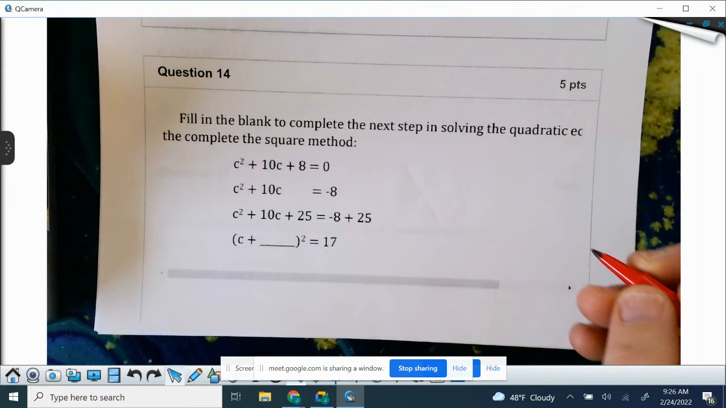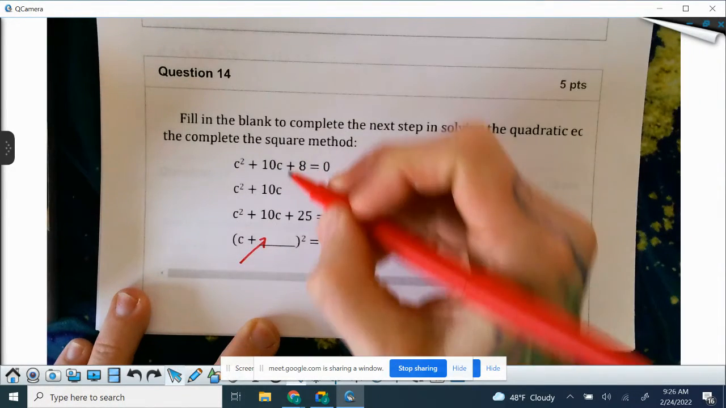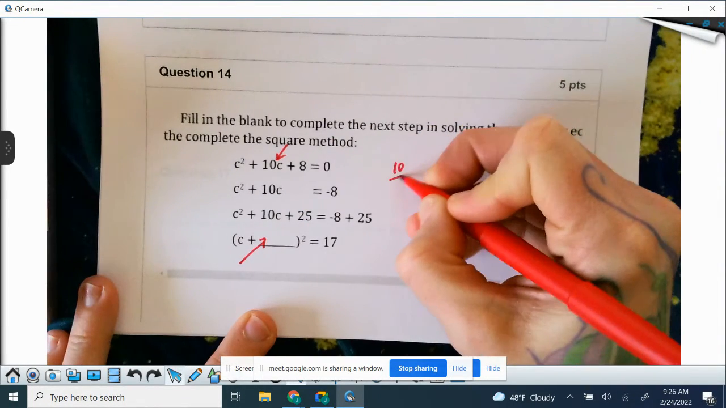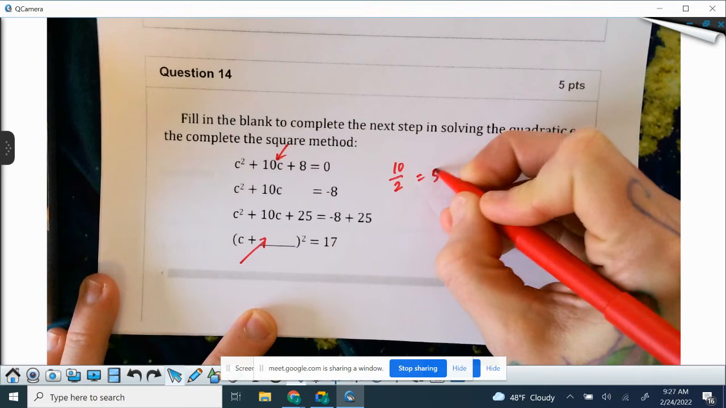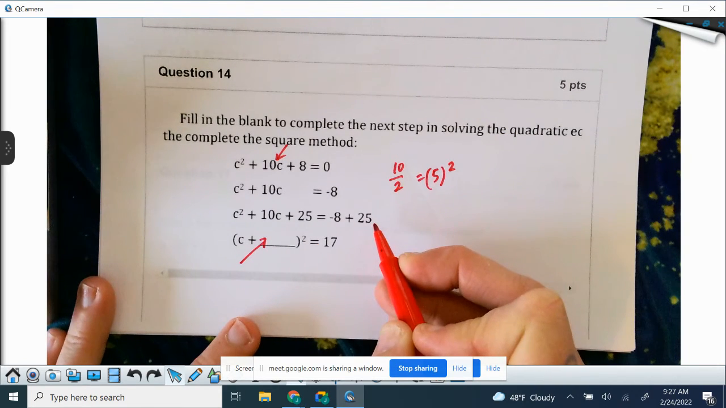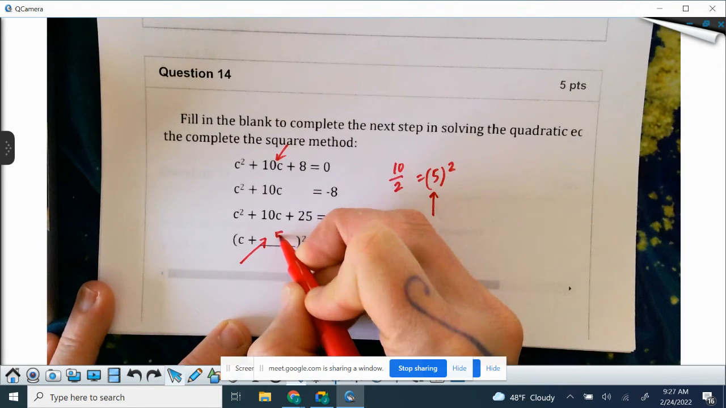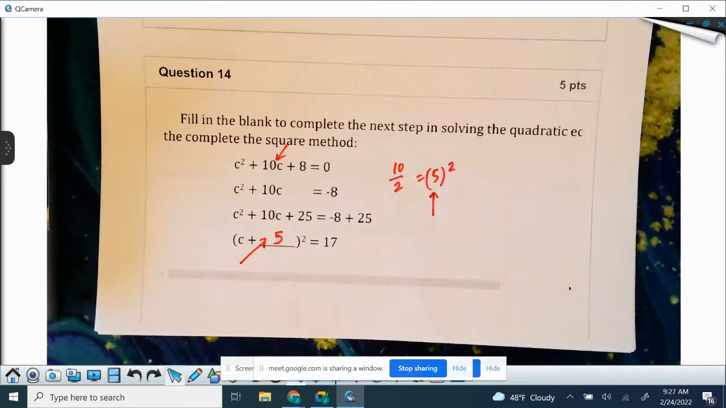So fill in the blank. We're looking for this number. When they move that 8, your b value is 10. So 10 divided by 2 is 5, and we're going to square it. That's where they got the 25 from, added to both sides. And in this case, it's going to be c, and like I said, here's your cheat, so it's 5. Or you factor c squared plus 10c plus 25. Find out what you multiply together to get 25 that will add or subtract to give you 10.